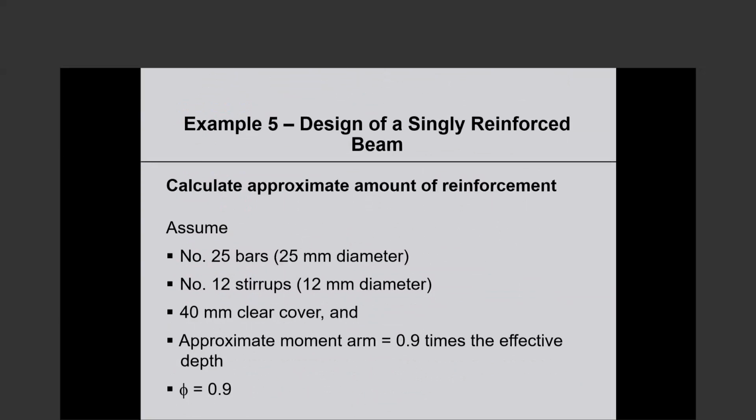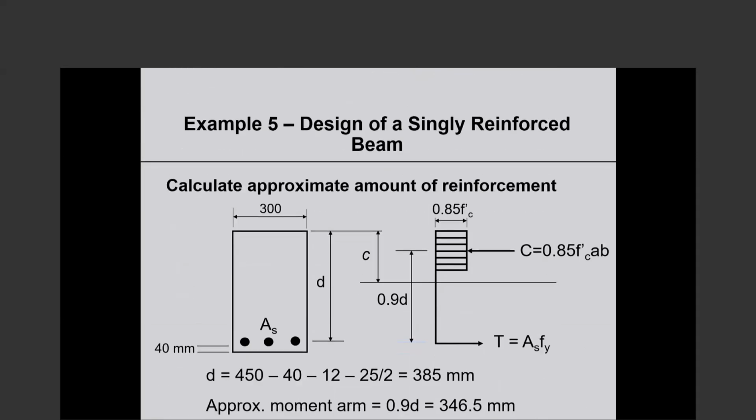Calculate approximate amount of reinforcement. So assume number 25 bars, number 12 stirrups, 40 millimeter clear cover, approximate moment arm. This is now approximate for estimate purposes only. We will make it exact in just a little bit. We are saying assume a moment arm 90% of the effective depth and assume a phi factor of 0.9, or assume tension controlled sections.